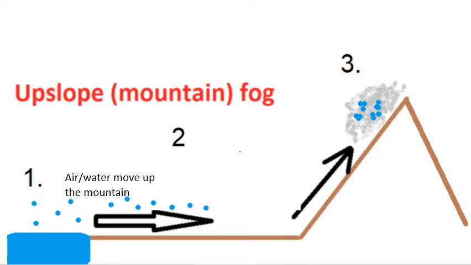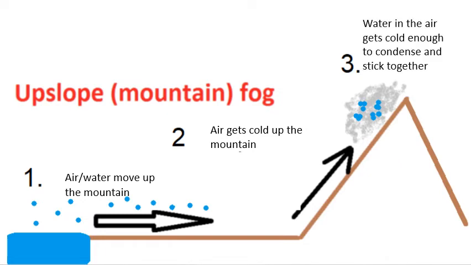First of all, you've got air with water in it that moves up the mountain. And we know what happens as you go uphill. It gets colder. So the air gets cold as it goes up the mountain, which means the water in the air gets cold as it goes up the mountain. Well, if the water in the air gets cold enough, it's going to condense. It's going to stick together to the point that we can see it. That's what a cloud is, or in this case, it's what fog is, because it's close to the surface of the ground. This is what we call upslope or mountain fog.